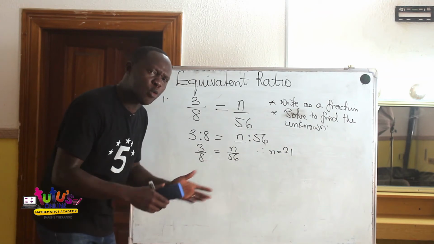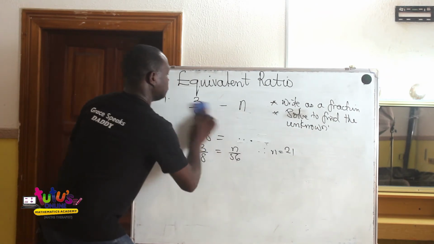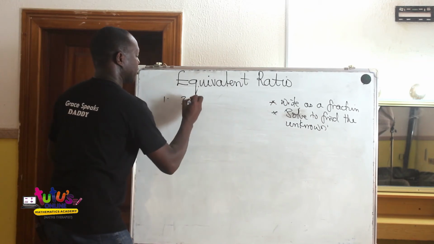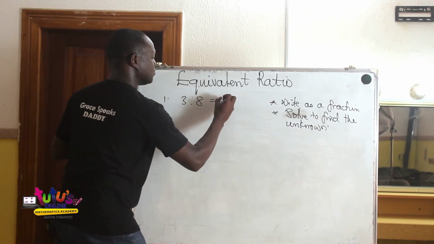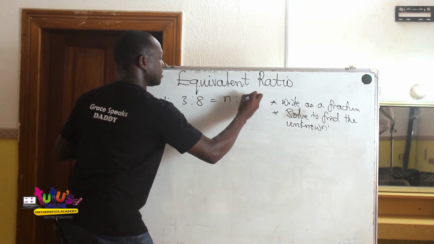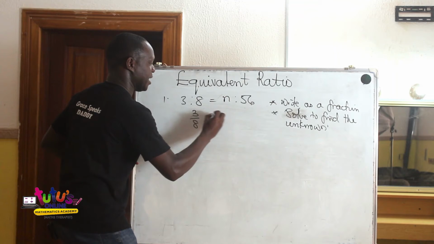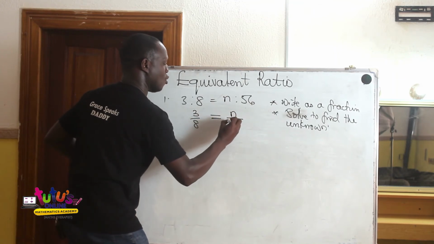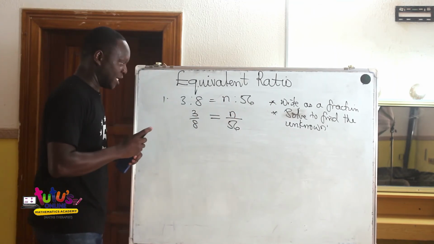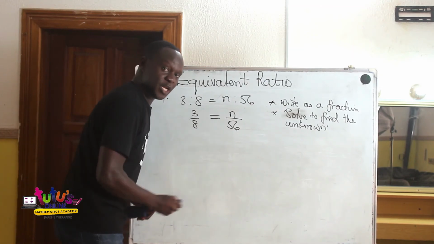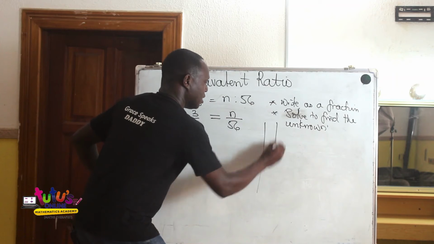But if you want to show your working, how do you do that? So we have the question as 3/8 equal to n/56. The first thing you do is write as a fraction: 3/8 equal to n/56. Now looking at your denominator, what's the LCM of 8 and 56? So let's quickly work that out.